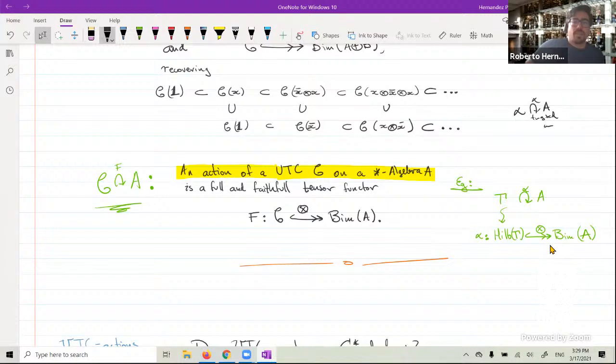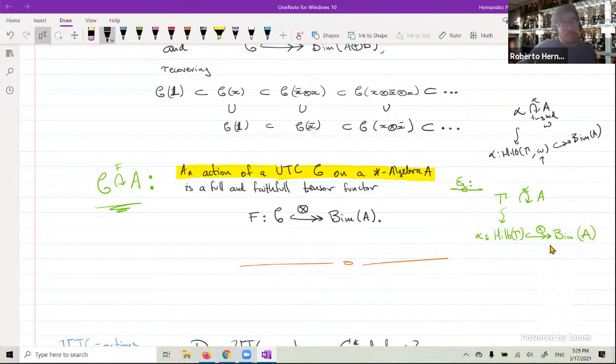twisted by some two co-cycle, what you'll be able to promote this to is a tensor functor out of the category of gamma graded Hilbert spaces, but the associator is now twisted by the two co-cycle. And then you can really deem the information of a two co-cycle as equivalent to the associator data for the category. So here you will get BIM-A as well.